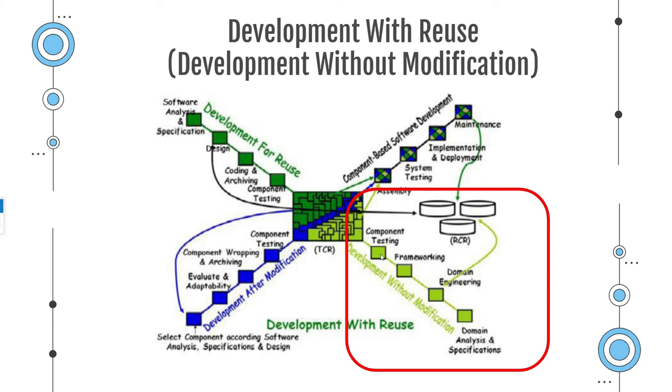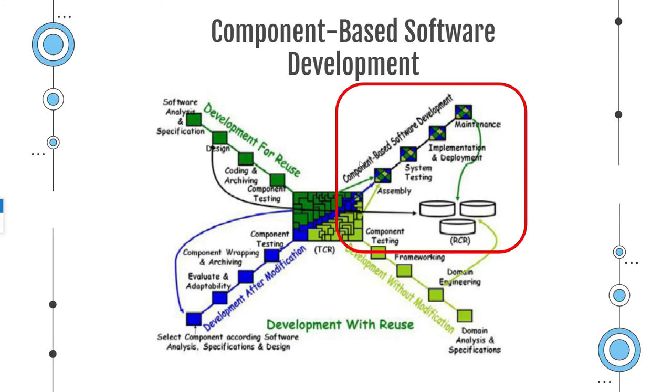Later on, we will proceed to the component testing stage, and the process will undergo the same process that we have discussed in the component testing of the development for reuse. And then, the components will be saved into the TCR. Finally, we will proceed to the component-based software development. At the stage of the assembly, the software developer will assemble the testable components from the 3 development processes which have saved their components in the TCR.